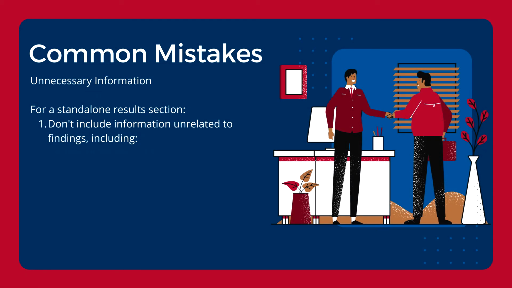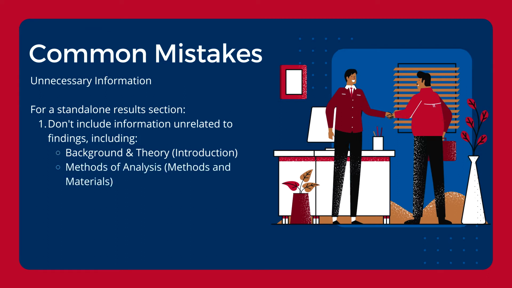3. Unnecessary information. If the results section is separate from the discussion section, do not include any information that does not present the direct findings or outcomes of your experiment in the results section. This includes information about methods of analysis, calculations, background in theory, and interpretation of your results. Typically, background in theory should be included in the introduction section, while methods of analysis are included in the materials and methods section.